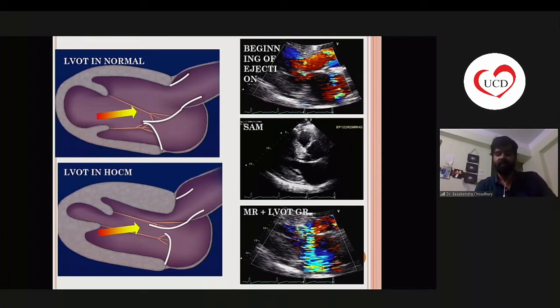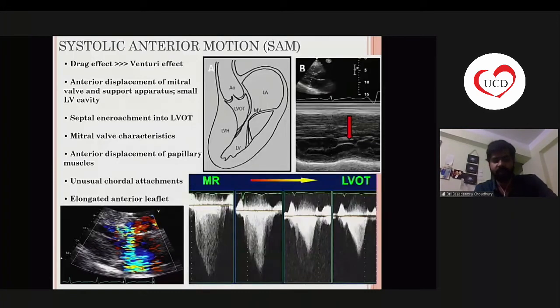And if MR is present which is not a posterior jet, then further inquiry, maybe TEE, may be helpful to see what is the actual reason for the MR, because it may bear importance in the surgical management. Next slide. So we have already discussed that due to drag effect and Venturi effect, there is anterior displacement of the mitral valve, and the other factors, papillary muscle, chordal attachments, which are abnormal in HCM, all give rise to the development of LVOT gradient.